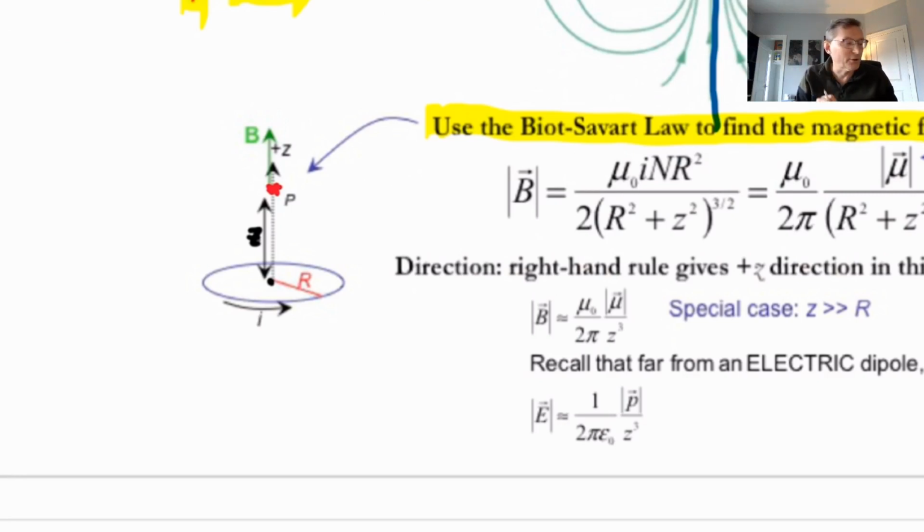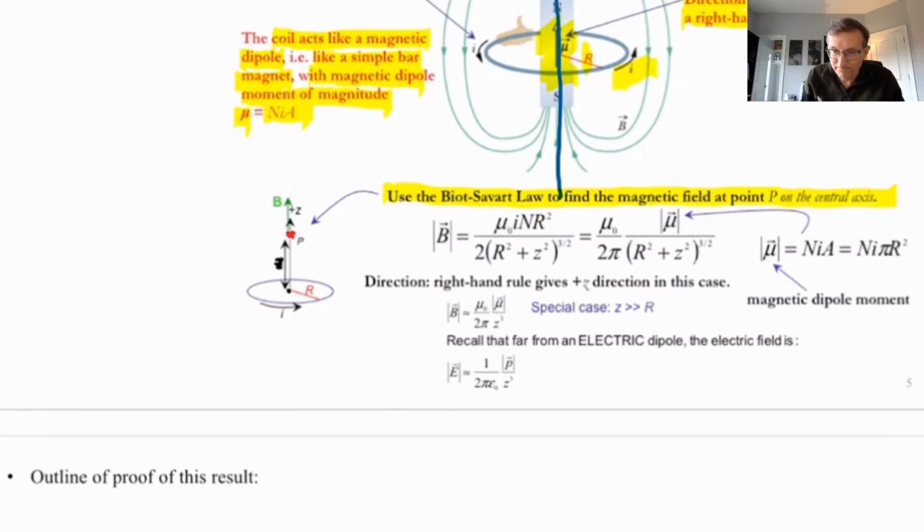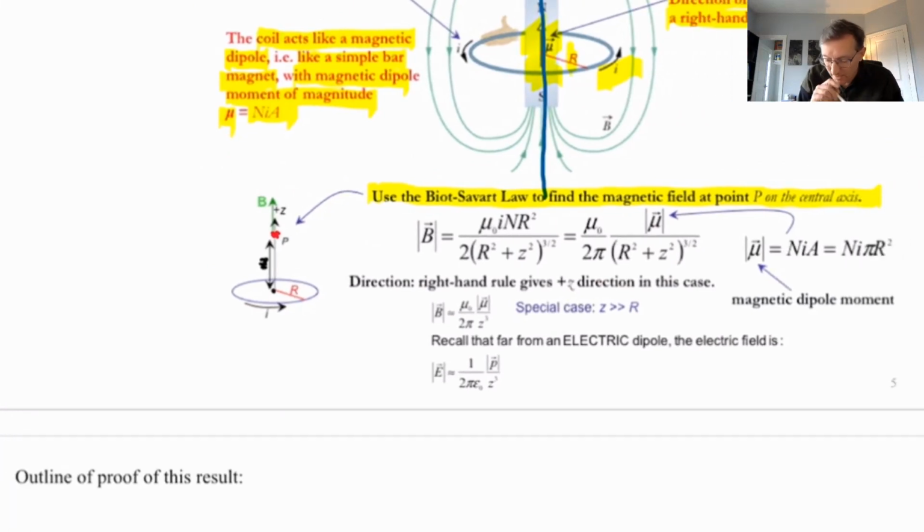I'm going to tell you the answer, and then I'll show you the proof of it. At that point P, here's the answer. The direction of B is straight up the z-axis; you can see its direction drawn right there. Its magnitude is given by this formula: B equals mu 0, I, current going around, N, number of windings of wire, R squared, radius squared, over 2 times R squared plus z squared to the 3/2.